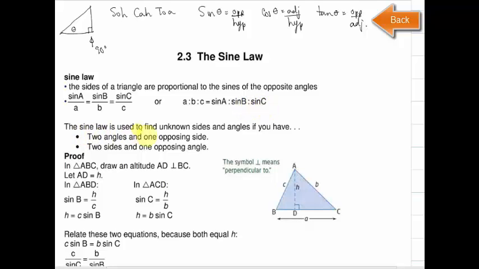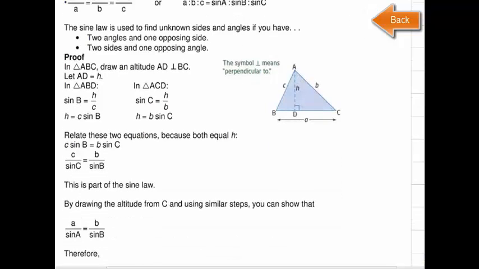So the sine law is used to find unknown sides and angles if you have one of the following two situations. So you can have two angles and one opposing side, or two sides and one opposing angle. And we'll take a look at that a little more closely on the next page. So don't lose that thought there. Okay, so let's derive the sine law.